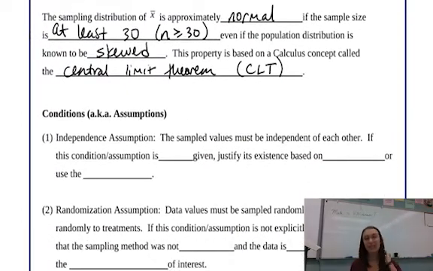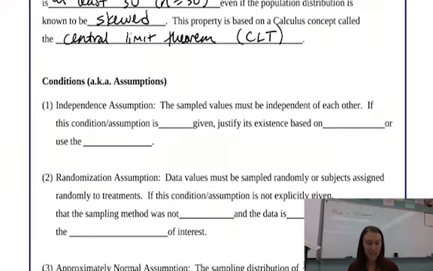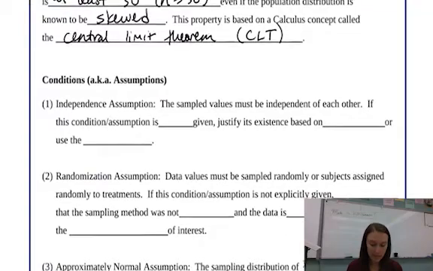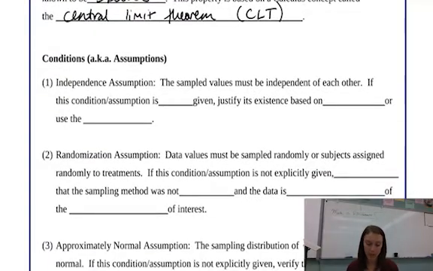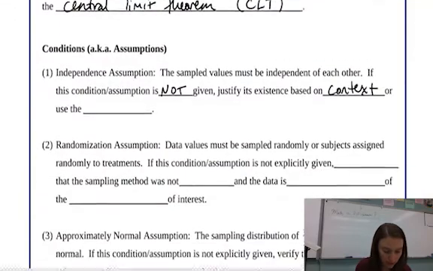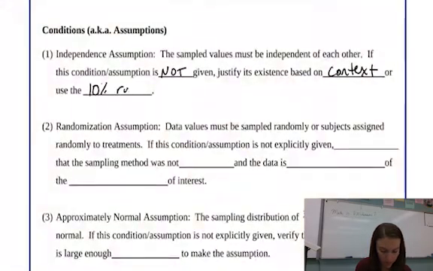All right, now we have conditions that need to be met before we can do sampling distributions. So the first one is independence. The sampled values must be independent of each other. If this assumption is not given, then we can justify its existence based on context. So if it's clear from the context that we have independence, or we can use the 10% rule. So we talked about that before. And that's the 10% rule: if the sample size is less than 10% of the population, we can assume independence.